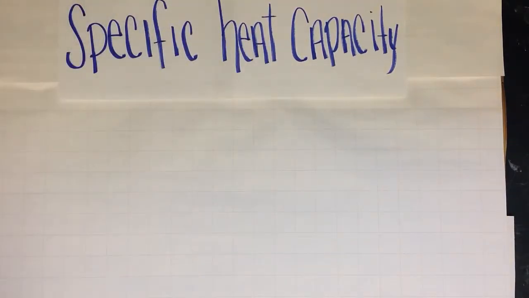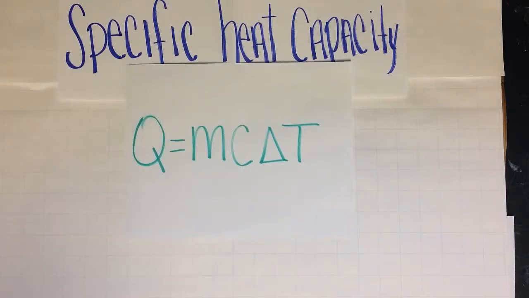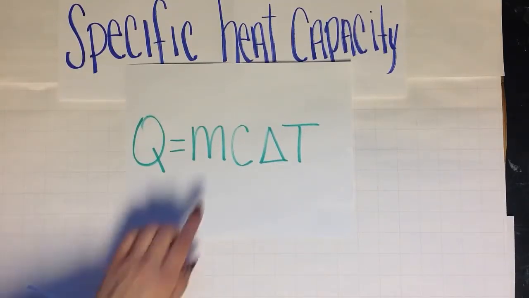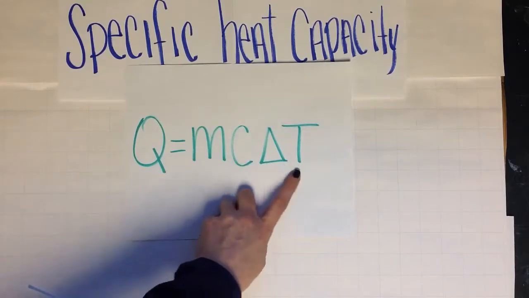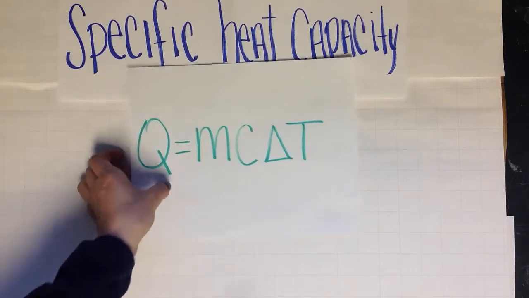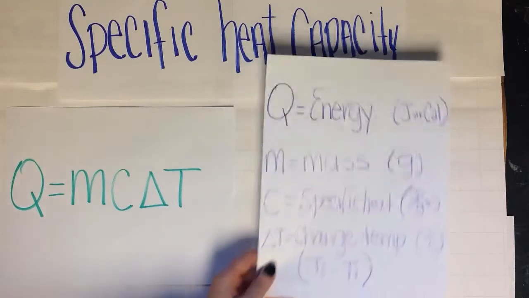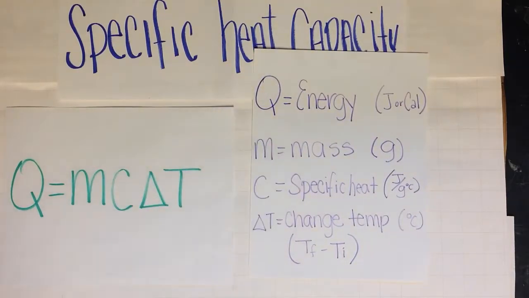All right, so where will we use specific heat capacity? Well, here's an equation that we're going to be using, and this is called the energy equation. If you notice here, I've got Q equals mC delta T, and we call this the McAT equation. And again, it represents the energy equation. So let's talk about what these variables mean. Q equals energy, either in joules or calories. M equals mass, which is in grams. C equals specific heat, as we just looked at, right?